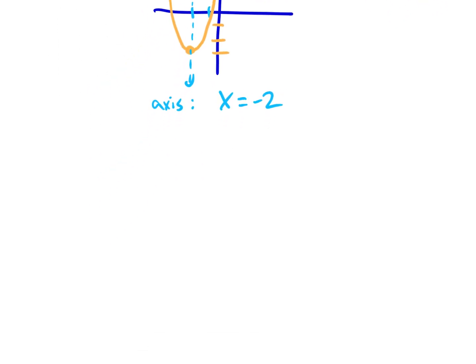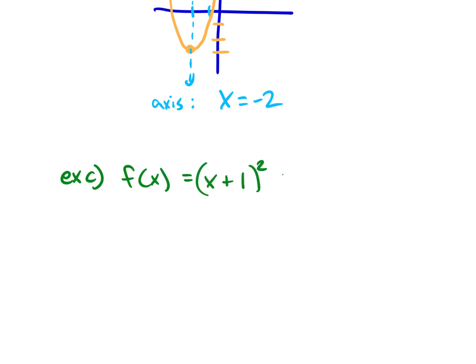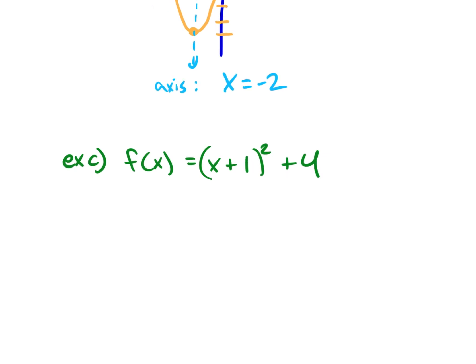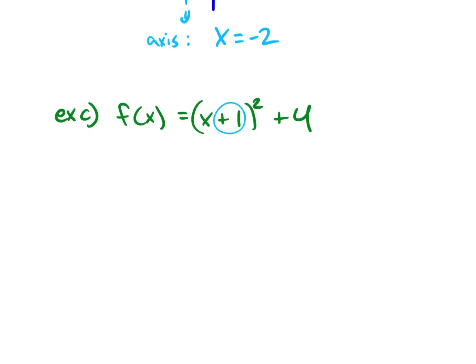We're going to practice a couple others, just so we can practice shifting them. Let's say example C. If I had x plus 1 squared plus 4, when we add 1 on the inside, which direction does that move our graph? Left 1. If we add 4 on the outside, which direction does that move our graph? Up 4. Perfect. If you want to draw it, you can, but I just want to practice going over the shifts.